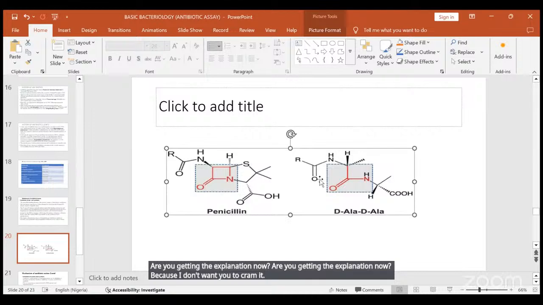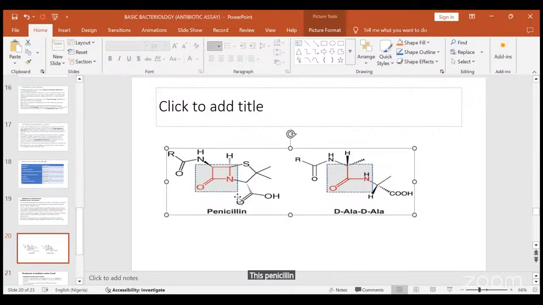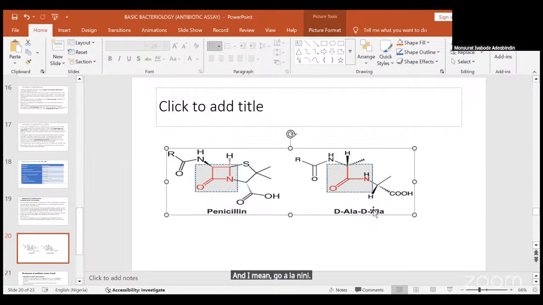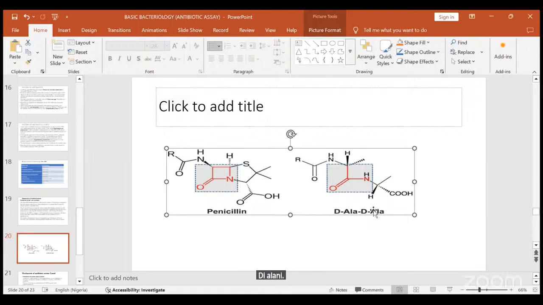Yes, sir. This penicillin exploits the structural similarity of D-alanine. It is D-alanine, and D-alanine. It's called alanine. So you can see what they mean by penicillin exploiting the structural similarity of this D-alanine.